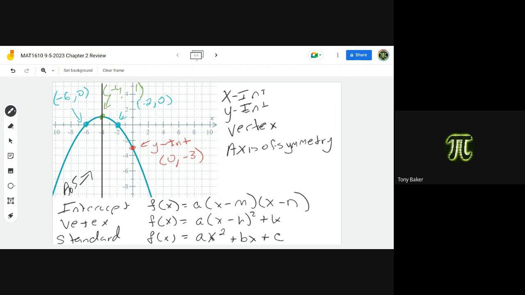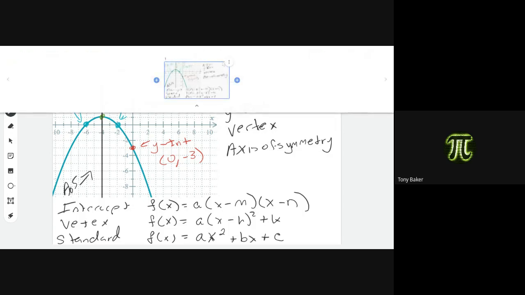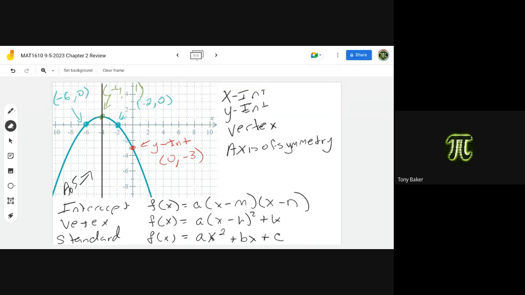For vertex form, you need the vertex and another point to be able to find your A. Standard form, it's typically 3 points that you need because you're looking for A, B, and C, so you would need 3 different points to do your system of equations for that. So let's look at this one, and we'll actually come up with the equation for it.